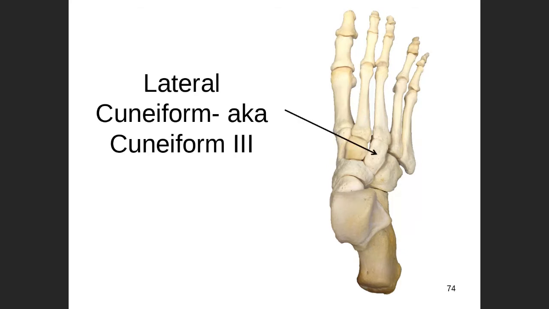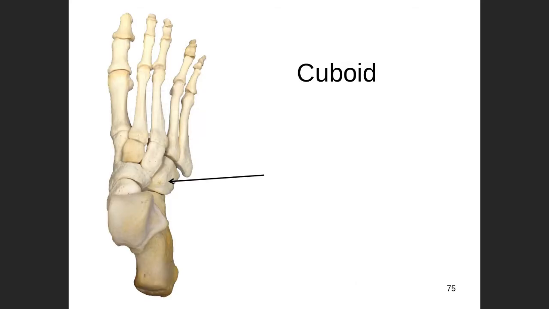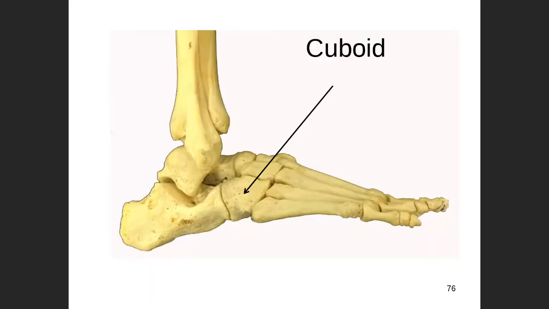All right, then our third cuneiform is the lateral cuneiform, and that articulates with metatarsal number 3. And then our last tarsal bone in the distal row is the cuboid, and that articulates with metatarsals number 4 and 5. This is the most frequently subluxated tarsal bone in your foot. It takes a beating, especially in runners. And we'll actually show it to you from the lateral view.